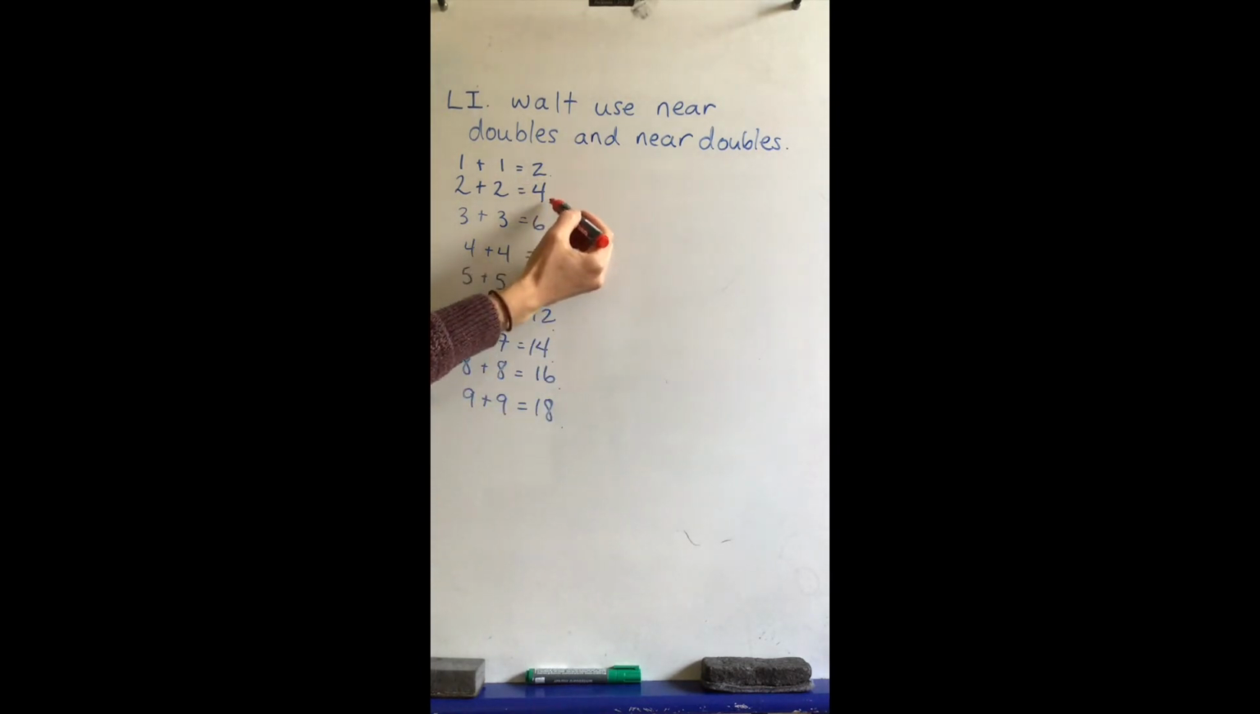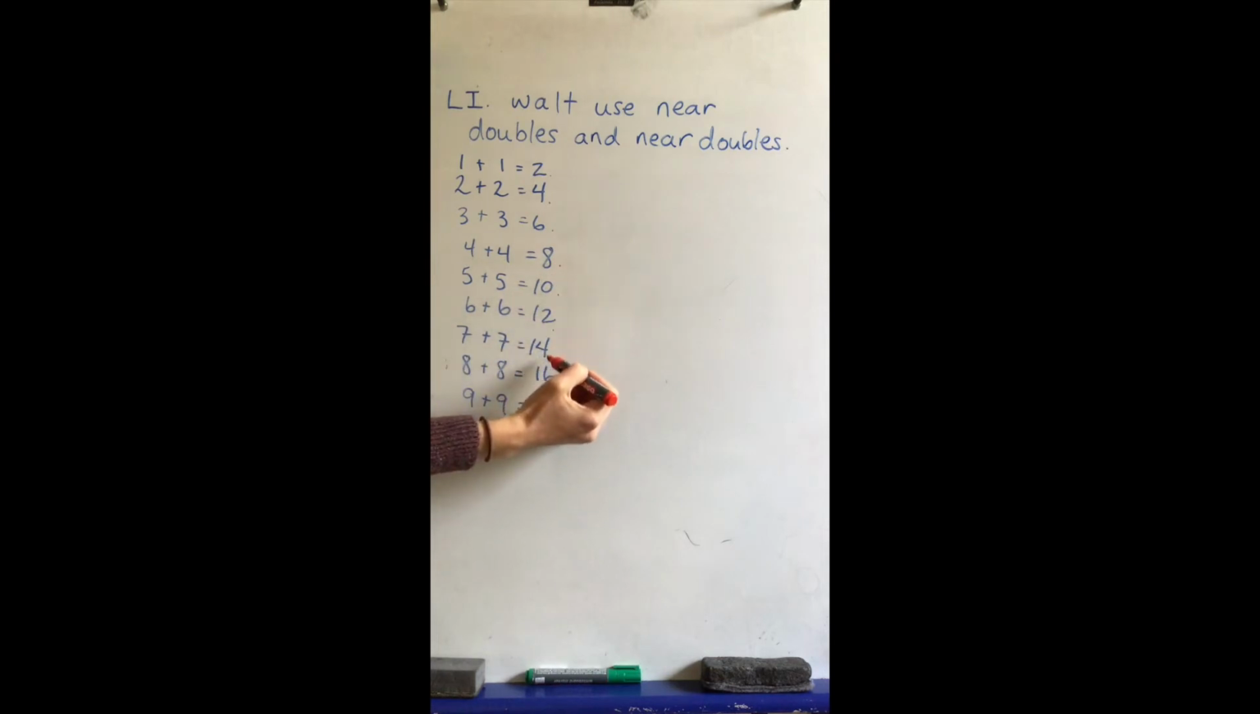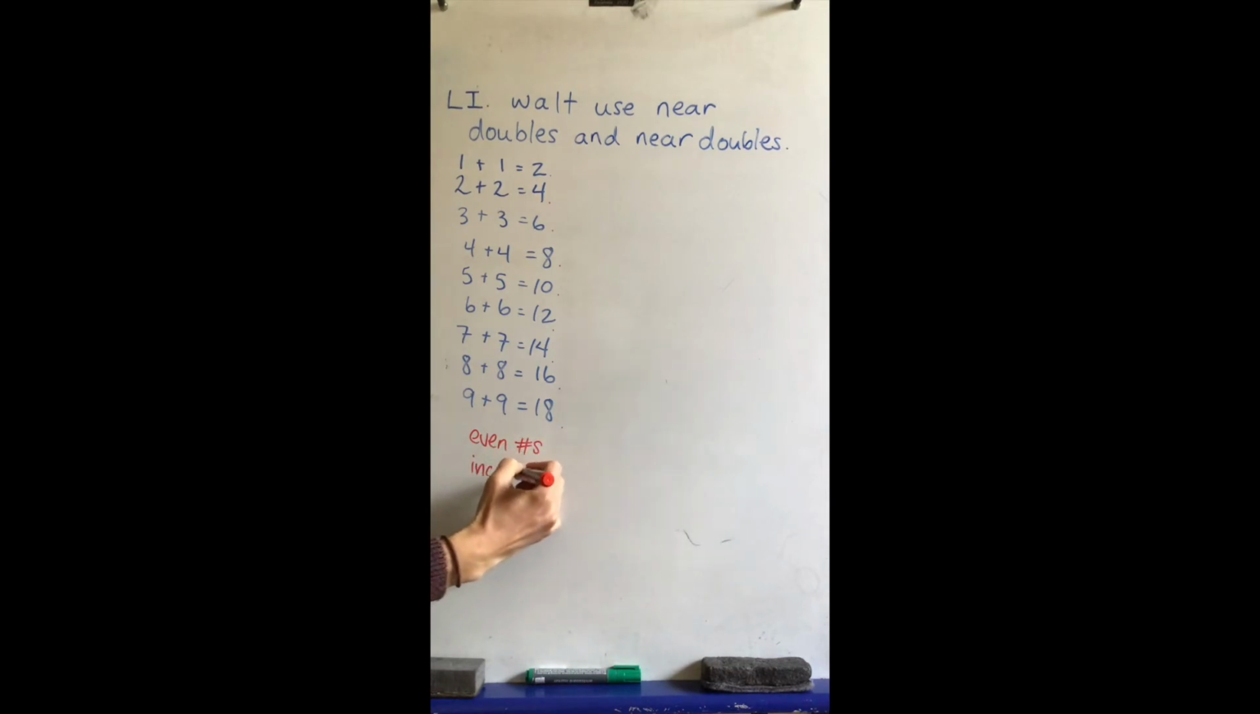So our pattern here, 2, 4, 6, 8, 10, 12, 14, 16, 18, they are all even numbers, and they increase by 2. So if you ever go to double a number and you have an uneven number, 1, 3, 5, 7, or 9, as part of your units column of your answer, then you know that, oops, I've made a mistake.